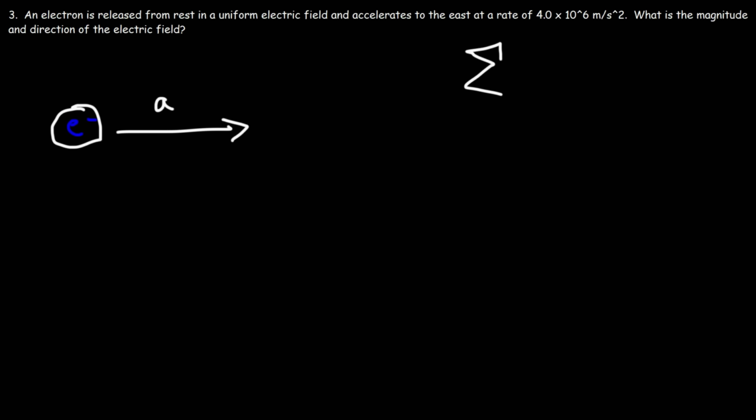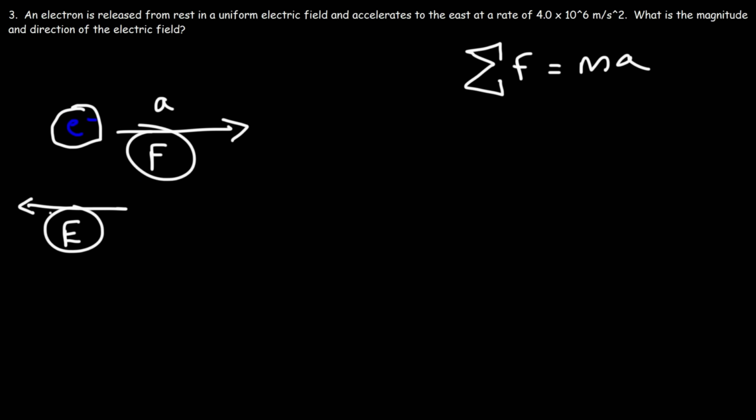Now, according to Newton's second law, the net force is equal to the mass times the acceleration. The net force is in the same direction as the acceleration. So the electric force exerted on this electron due to the electric field is going to be due east as well. Now, if the electric force is east, what is the direction of the electric field? It's going to have to be west. Let me put it here. When dealing with a negative charge, the direction of the force and the electric field will be opposite to each other. So now that we have the direction of the electric field, let's focus on getting the magnitude of the electric field.